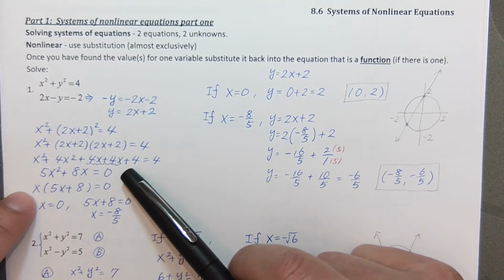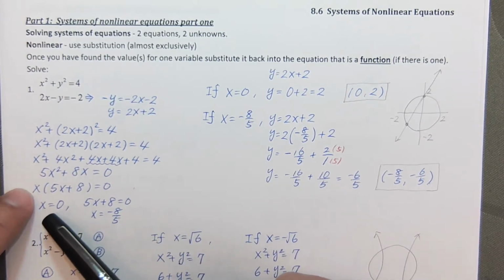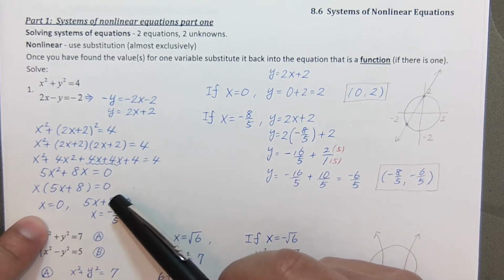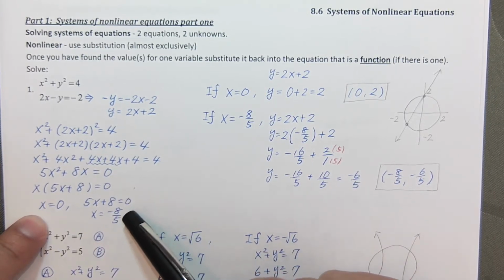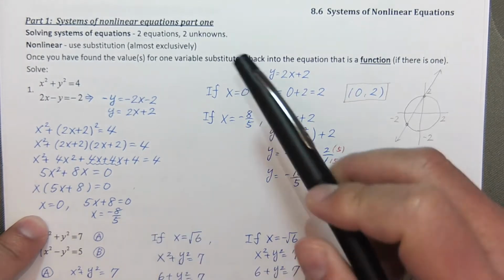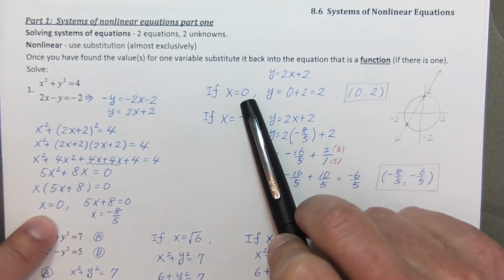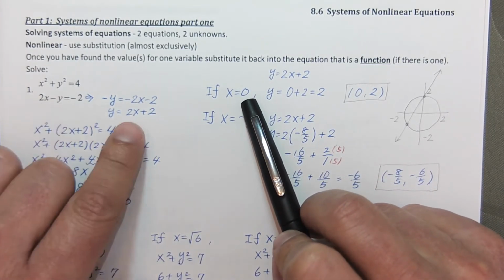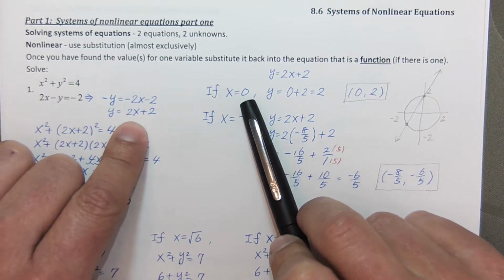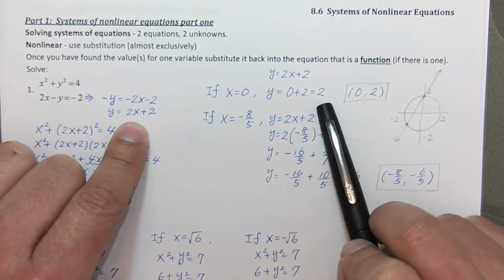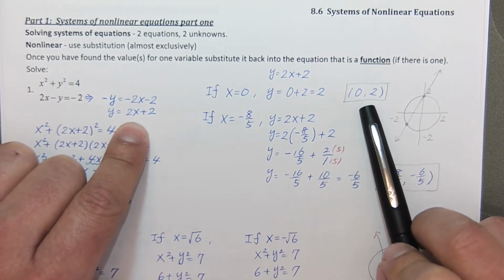Now I have an equation to solve. I'm going to factor out an x, and now set each piece equal to 0. X equals 0 here. Here I subtract the 8 and divide by 5. I get that x is negative 8/5. So we'll start when x equals 0. What's y going to be? Well, I'll just plug it into my linear equation here. So 0 plus 2 is 2. So one of the points that it's going to go through is the point (0, 2).